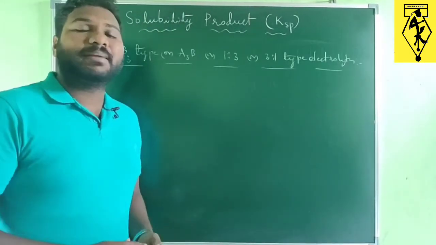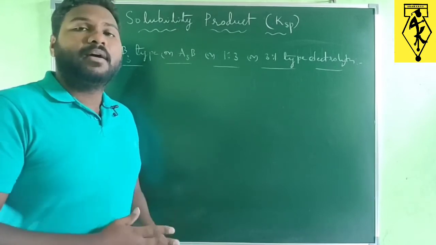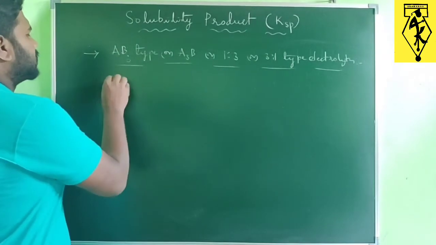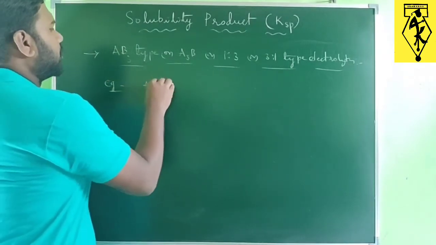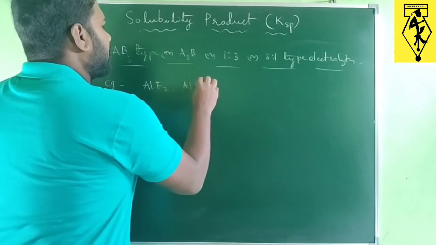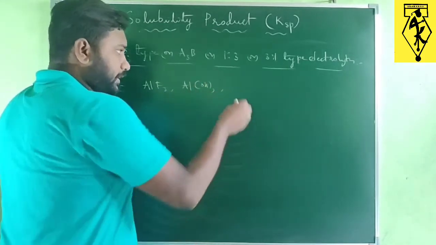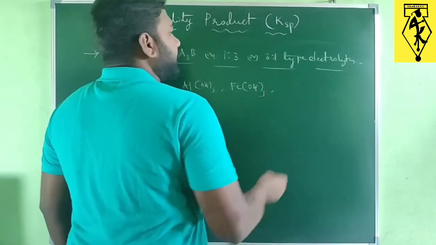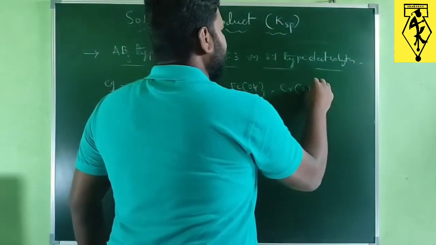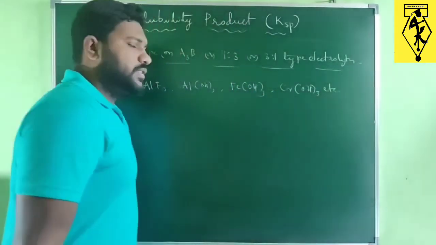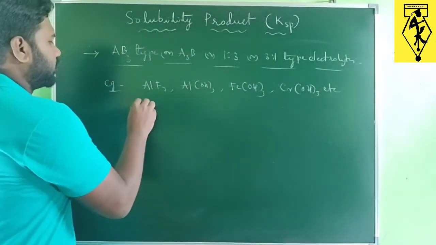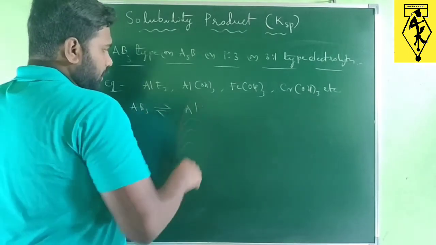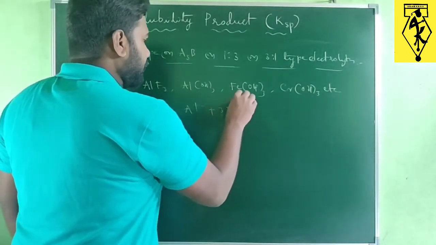Next we will discuss AB3 type or A3B type, or 1:3 or 3:1 type of electrolytes. So there are examples here. Examples: aluminum fluoride we can take, or aluminum hydroxide, or iron hydroxide, and even chromium hydroxide. So we'll see its dissociation. AB3 will dissociate to give A plus and 3B minus.